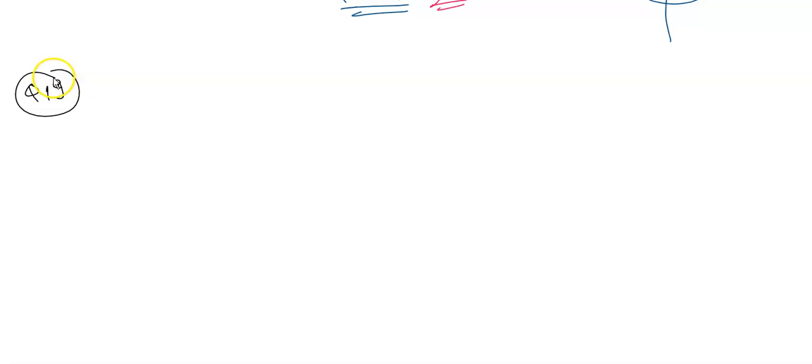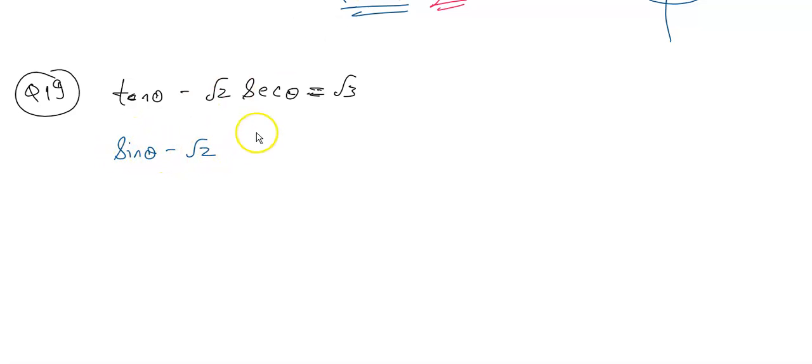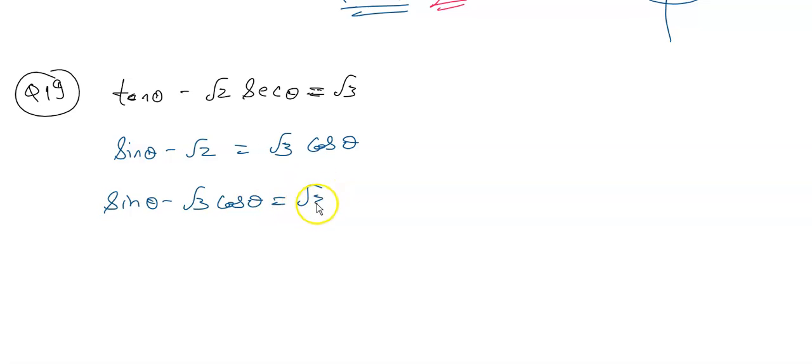It says tan theta minus root 2 sec theta is equal to root 3, then the general value of theta. Okay, so first let us write this in sine and cos. Let me write the question first: tan theta minus root 2 times sec theta is equal to root 3. So this will imply sin theta minus root 2 is equal to root 3 cos theta. So this implies sin theta minus root 3 cos theta is equal to root 2.